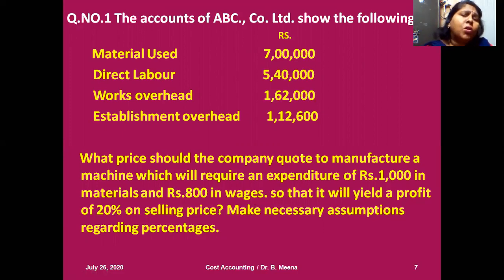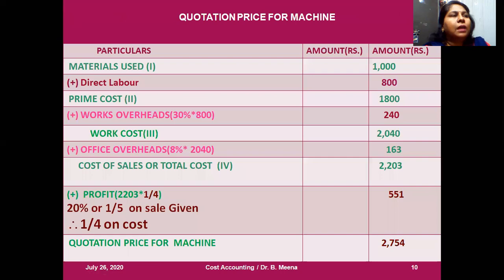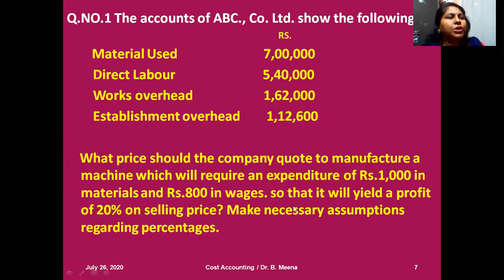Usually when you are preparing a tender or quotation under the cost sheet chapter, you will have the information about the materials as well as wages. So again I'm repeating, whenever you are preparing a tender price, the problem may have the information on materials as well as wages. So we need to take this 1,000 as materials and 800 as wages to prepare the tender. Now look into the quotation price for a machine. I put the heading as quotation for a machine.